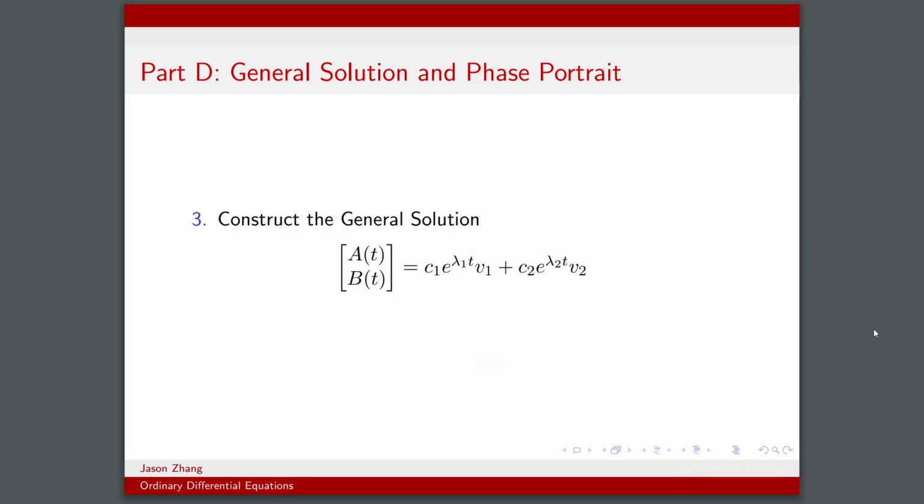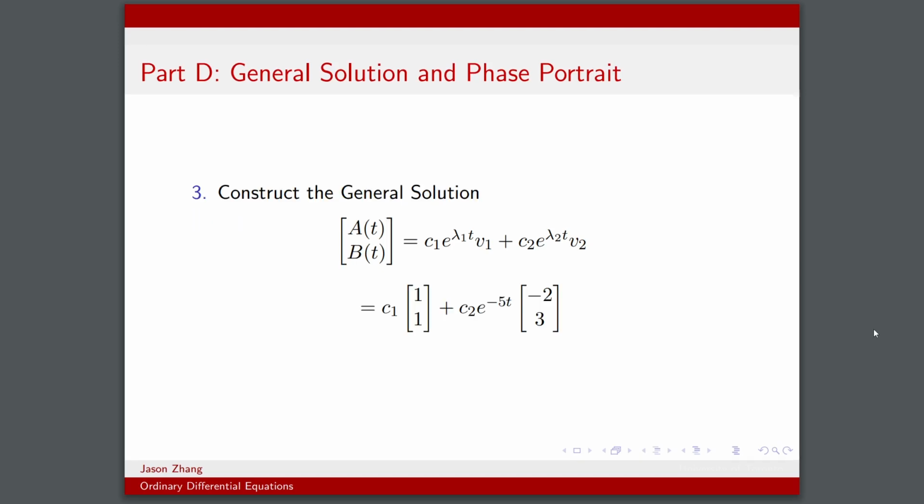So now we can construct our general solution. Just to recap, when we are solving these kinds of two equation systems, our general solution will look like this. A of t and B of t in vector form will have a solution containing the eigenvalues of the coefficient matrix and the eigenvectors. Now that we know all of our eigenvalues and eigenvectors, we can simply plug them in.